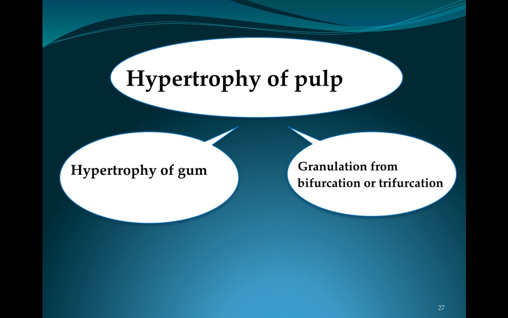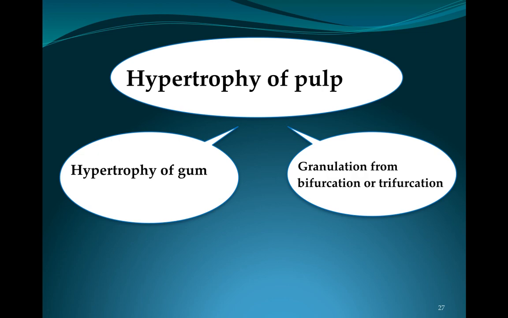But the same situation arises with differentiation from granulation from bifurcation or trifurcation, because granulation from bifurcation or trifurcation also raises from inside. How can we differentiate whether it is hypertrophy of pulp or granulation from bifurcation or trifurcation? We have to check it just with X-ray examination.